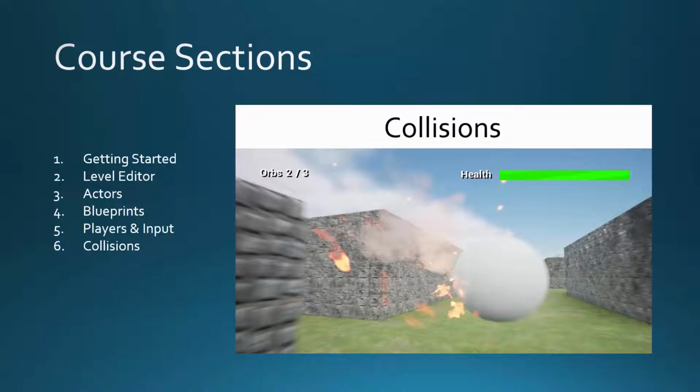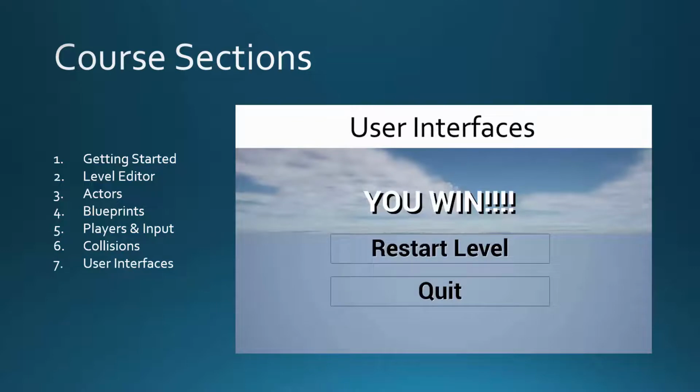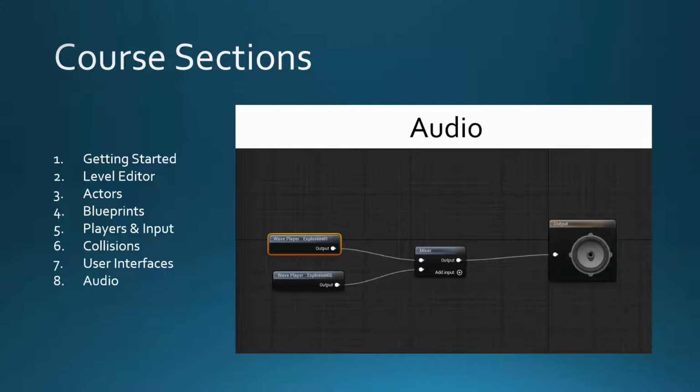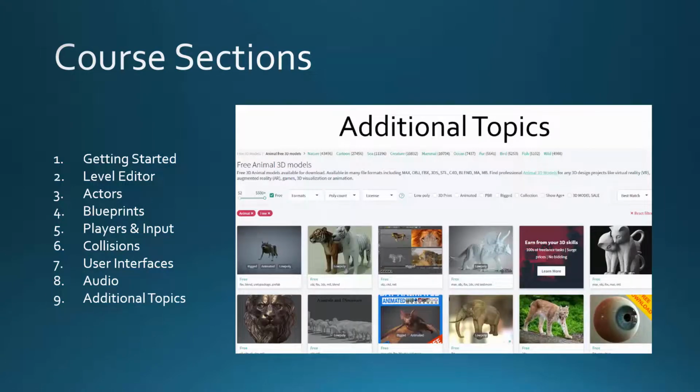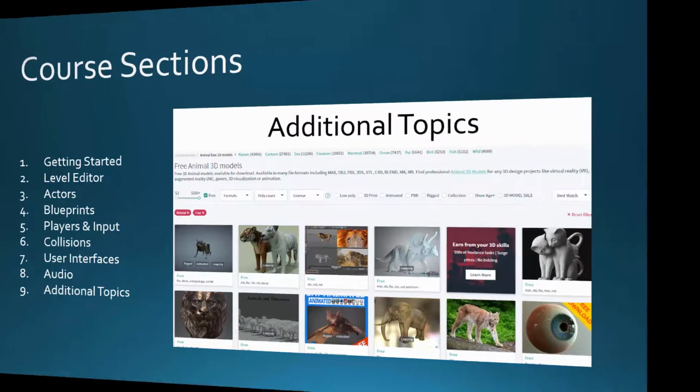The seventh section will cover user interfaces and show you how to create menus and HUDs for your game. The eighth section will cover audio, showing you how to add music and sound effects to your game. And then the final section will be used to cover any additional topics that don't fit into one of the previous categories. So by the end of this course, you should have a solid understanding of how the Unreal Engine works and how to develop games for it.